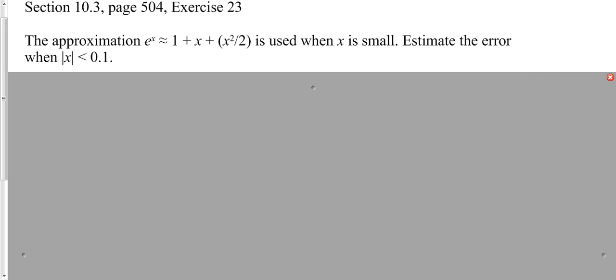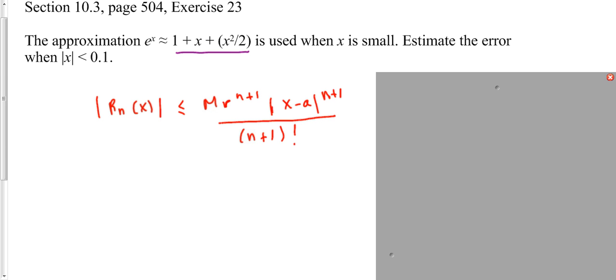Now, the first thing we have to realize is that 1 plus x squared over 2 is the second order Taylor polynomial for f of x equal to e to the x, centered at x equals 0. This is important because it means that we can use the remainder estimation theorem, which looks like this. And so the absolute value of Rn of x is the error that we're trying to calculate, and that's going to be less than or equal to M times r to the n plus 1 times the absolute value of x minus a to the n plus 1, all over n plus 1 factorial.